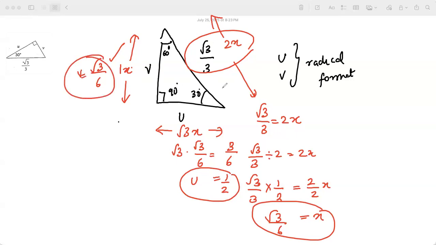Okay, now, how many of you did not understand this? Please raise your hand using the raise hand button if you didn't understand this.